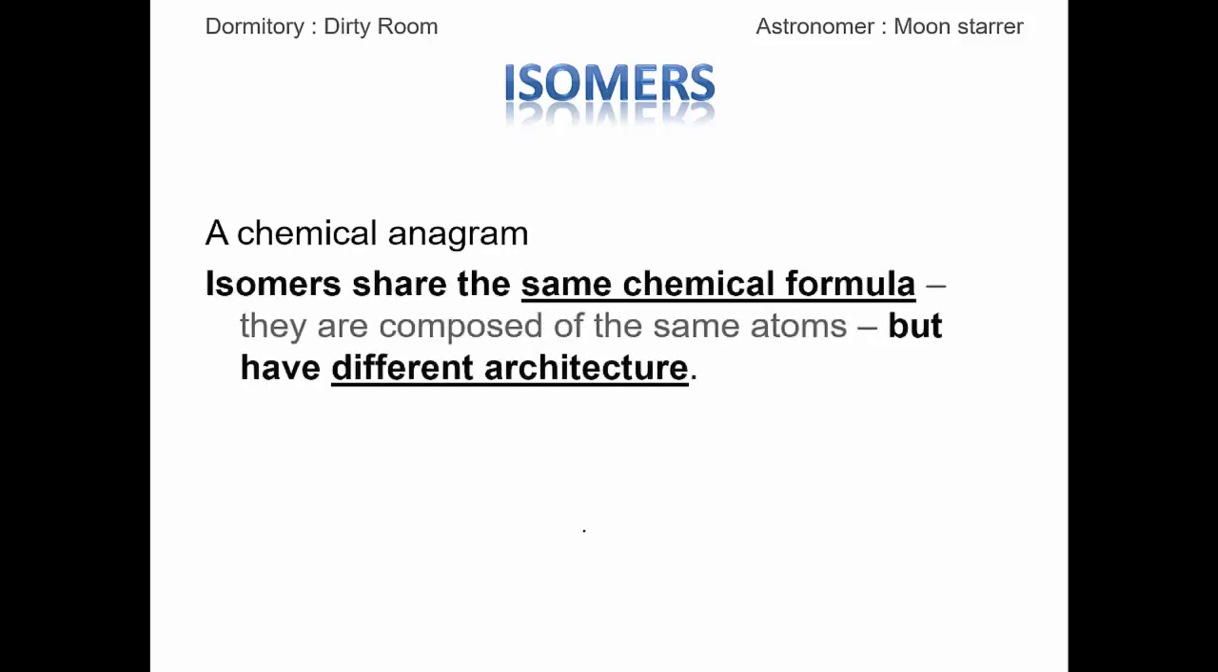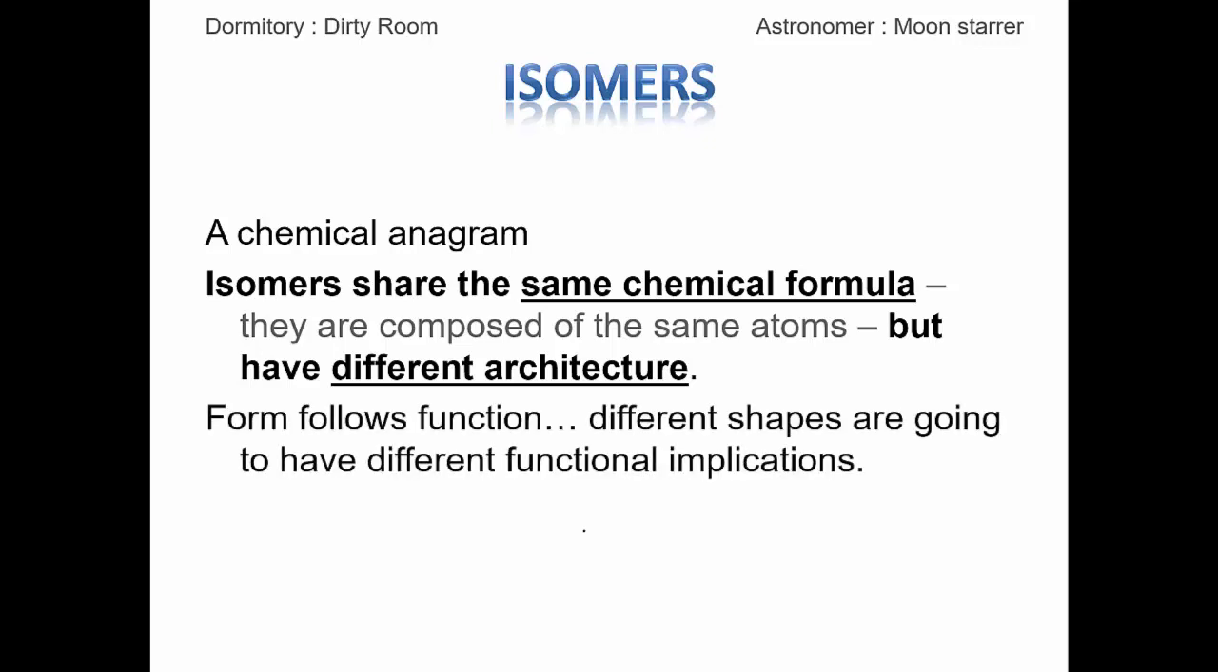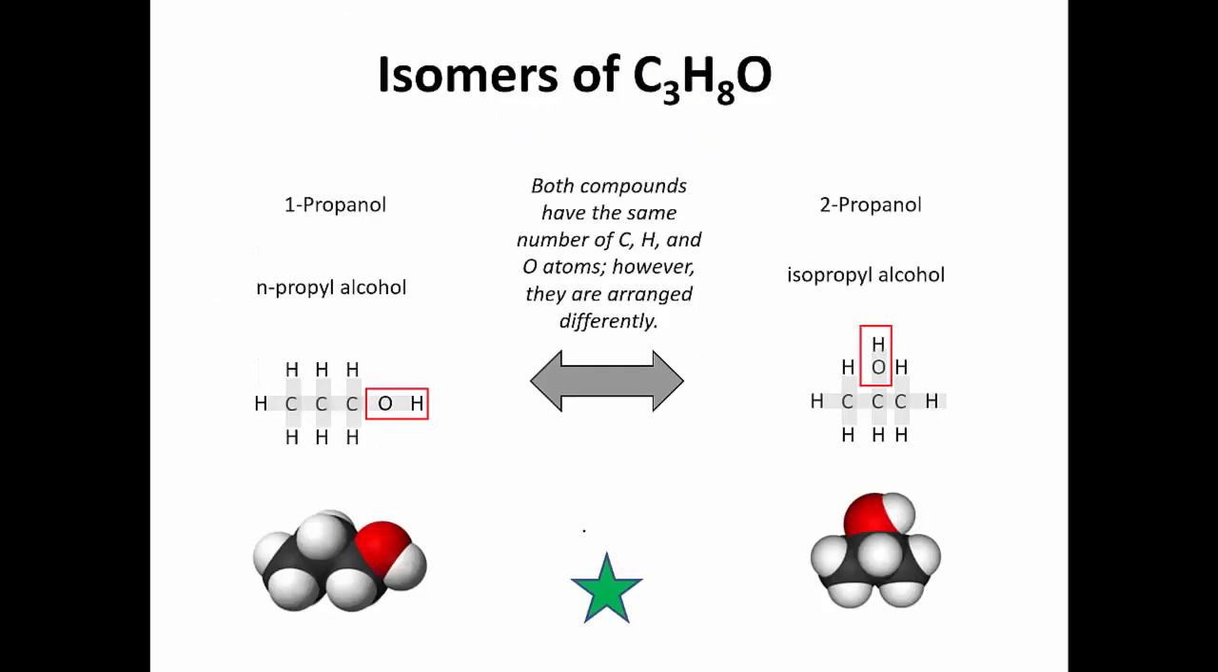In other words, isomers, which are families, so dormitory and dirty room you would say are a family of anagrams. Isomers are a family of chemicals that share the same formula. They're made of the same atoms, but they have a different architecture, a different structure. And because of this different structure, the different shapes are going to have different functional implications. So here's a simple example.